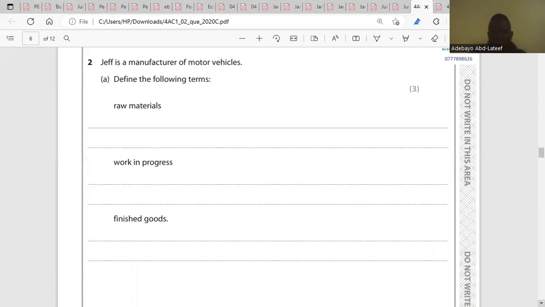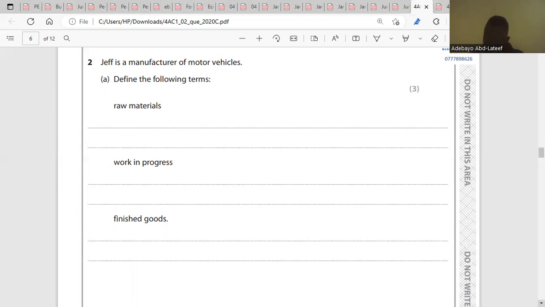So I can say work in progress are goods that are partly finished during the financial year. So at the end of the year, you will get it finished. It will be ready to be used or to be sold. Do you understand?